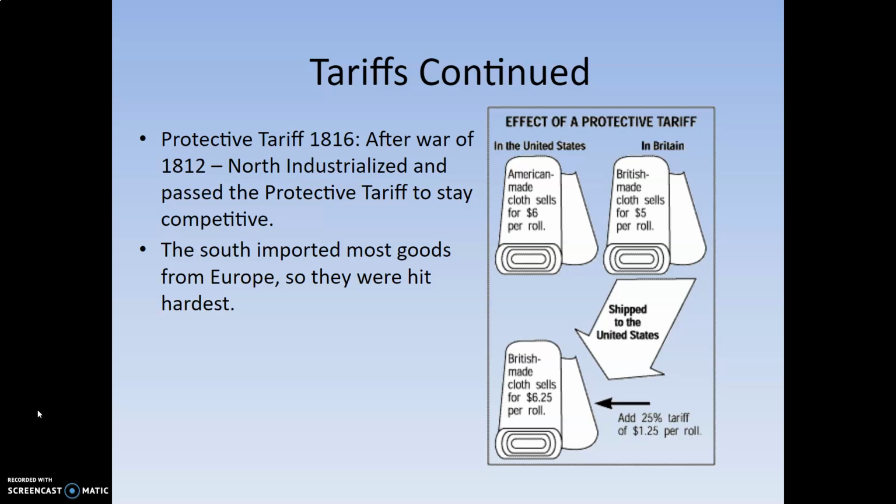And so therefore it benefited the North, but not so much the South, because they imported everything.